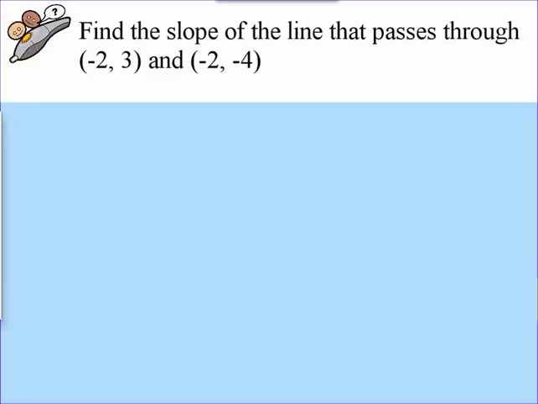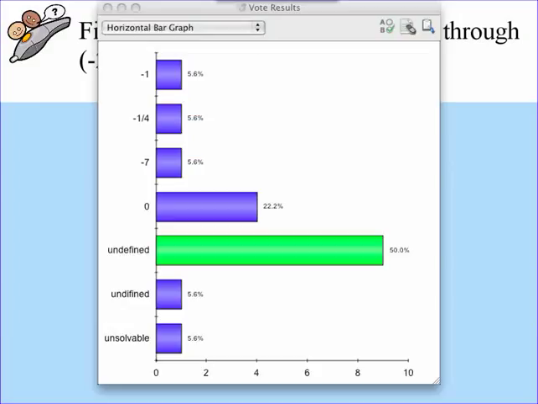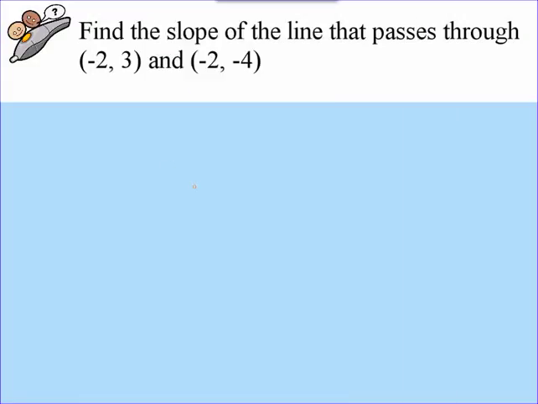Okay, so let's see what you got. And the answer is undefined. Nice job. Remember, the correct answer is actually undefined. I know some of you couldn't quite remember, and that's fine. How did we get that? We take negative 4 minus 3 over negative 2 minus negative 2. When you do that, you end up getting negative 7 over 0. That's not 0. The answer is undefined.